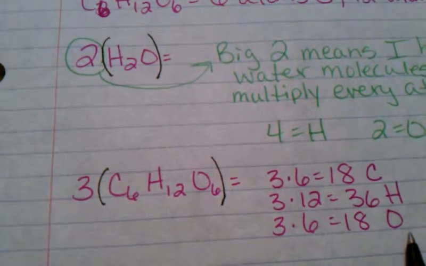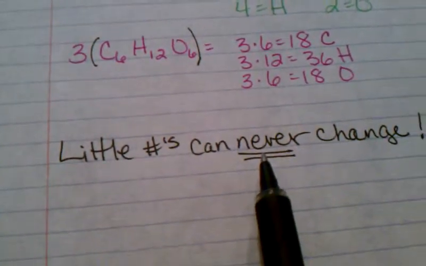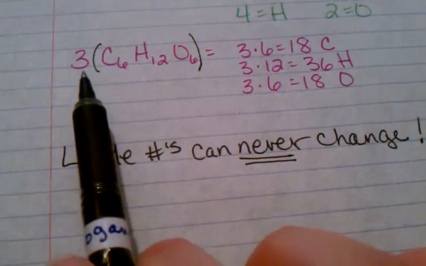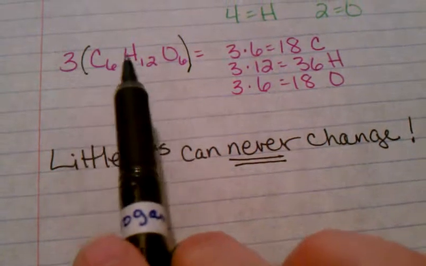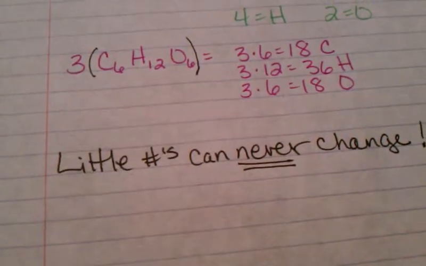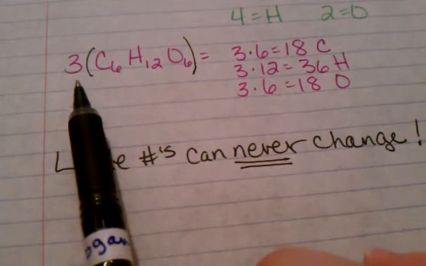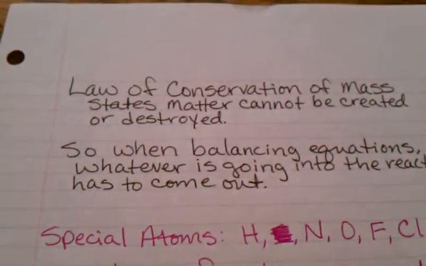Okay? The little numbers can never, ever, ever change. The big numbers will change if a compound is separated or if it fuses with another compound to make a larger one. The big numbers can change, but the little numbers can never, ever change, which leads us into balancing equations. In order to balance an equation, you have to understand what's called the law of conservation of mass.